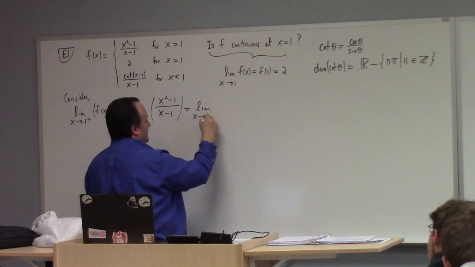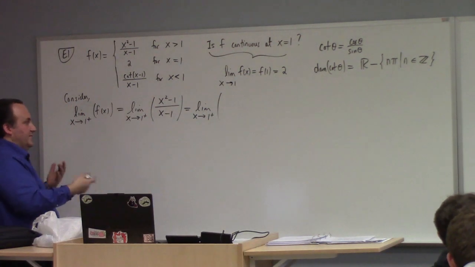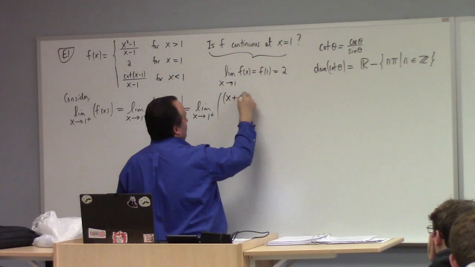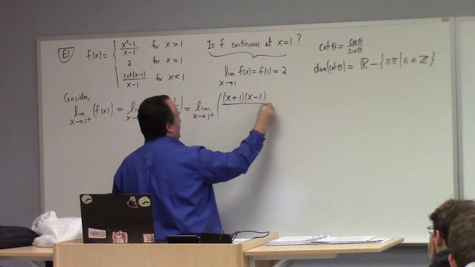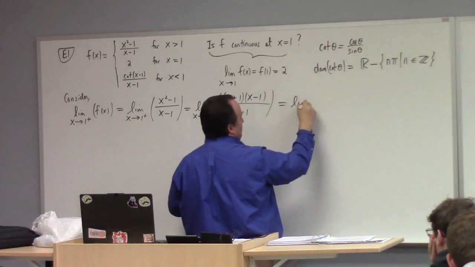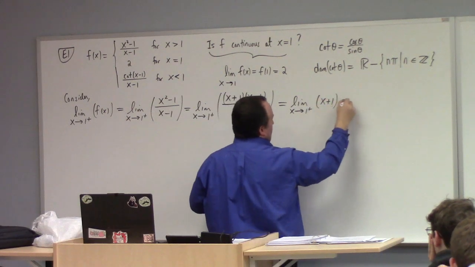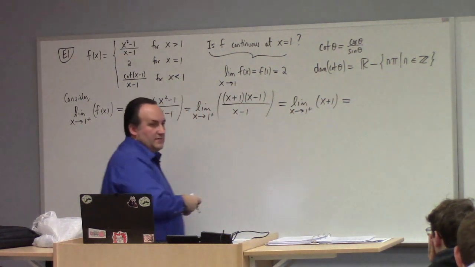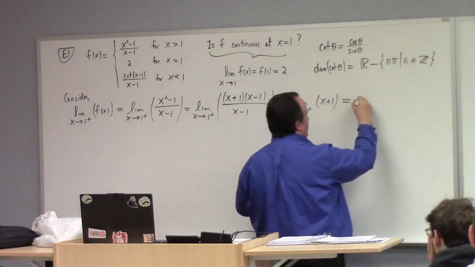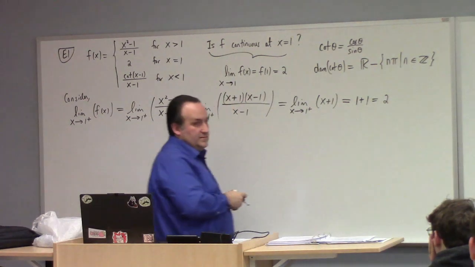First of all, in its initial formulation, it's type 0 over 0, right? But if we factor x squared minus 1 into x plus 1 times x minus 1, what do we get? Right, we're just left with, just like you told me, x plus 1, right? Which is itself a continuous expression at 1. We just plug 1 in. 1 plus 1 equals 2. So that's good.